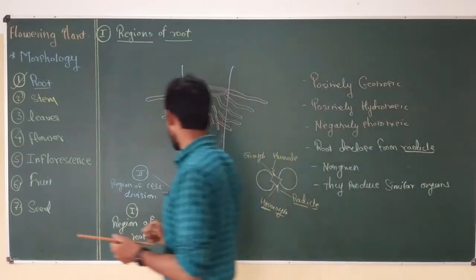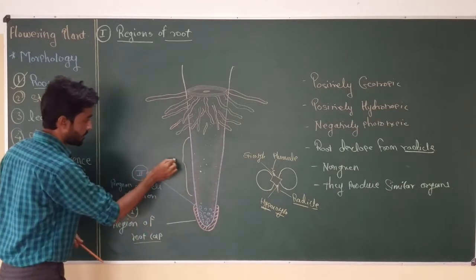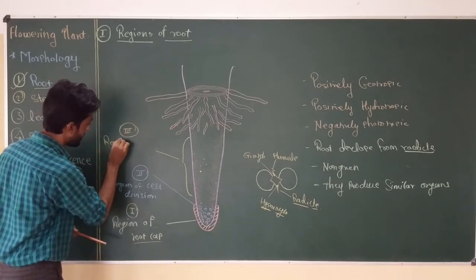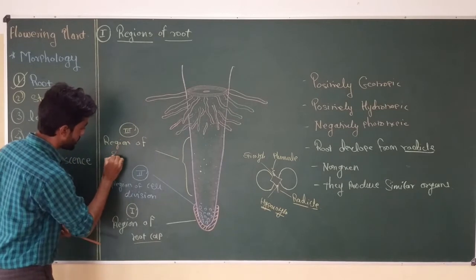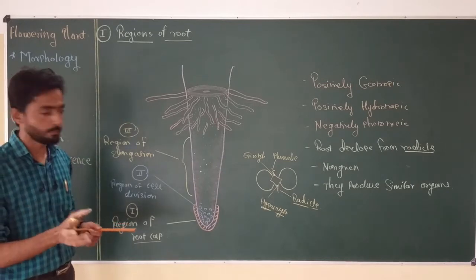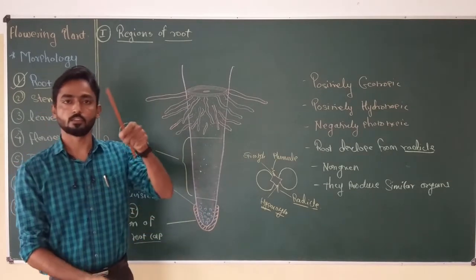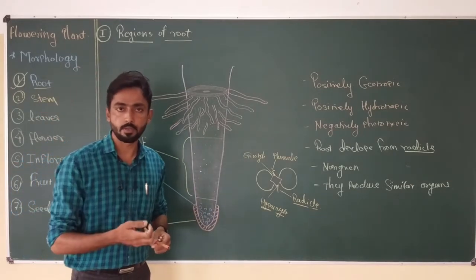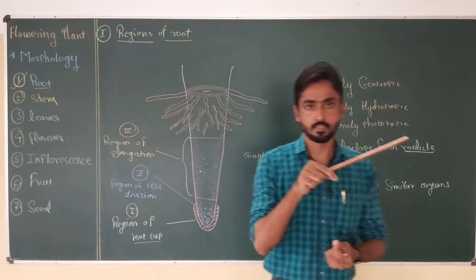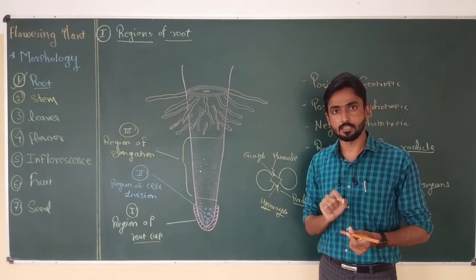The third region of the root is this part, and it is called the region of elongation. Why do we call it the region of elongation? Because the region is responsible for increasing the length of the root. How does it happen? In this region, the cells increase in length, the cells become elongated, and that is why the overall length of the root increases. And how exactly does it happen?